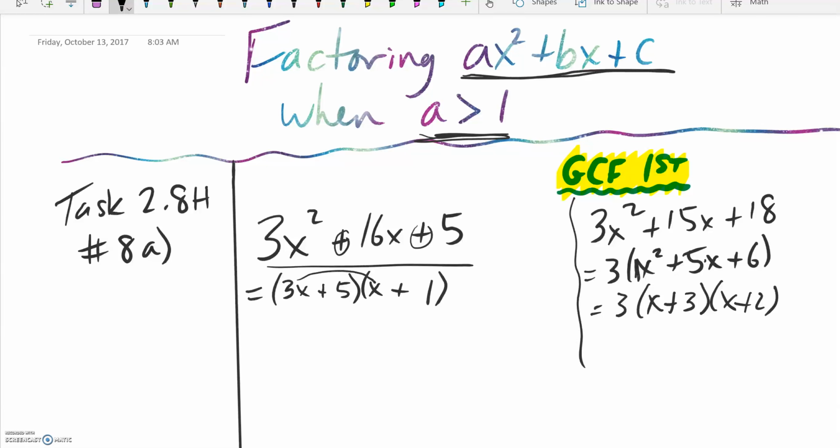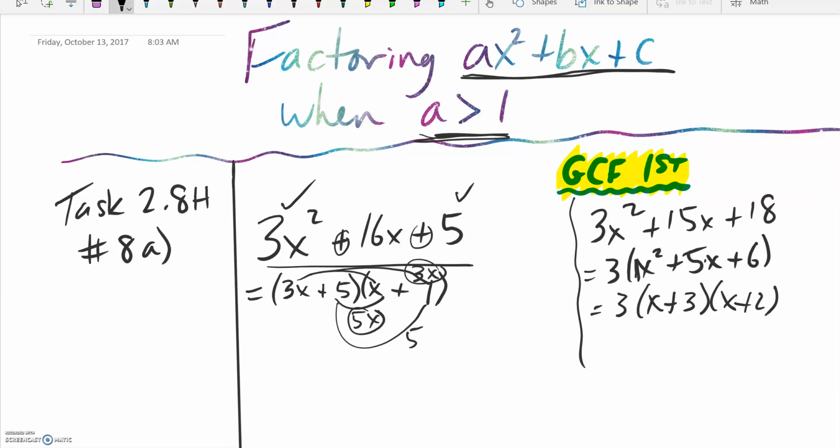So we got 3x times x is 3x squared. We've got 3x times 1, that's a 3x. And then we got a 5 times x, which is a 5x. And then we got a 5 times 1, which is a 5. So I like the 5. Now the 3x and the 5x, do those add up to 16x? And the answer is no. So we're not digging this. It's not fitting. So what it looks like we need to do is change the 5 and the 1.